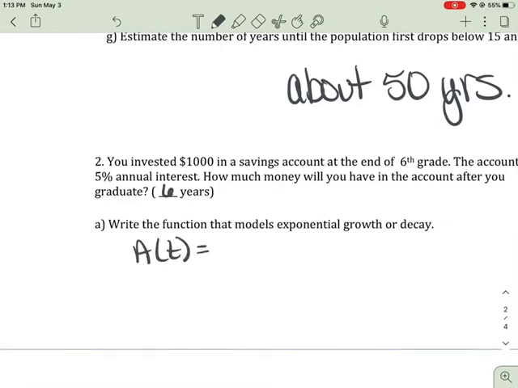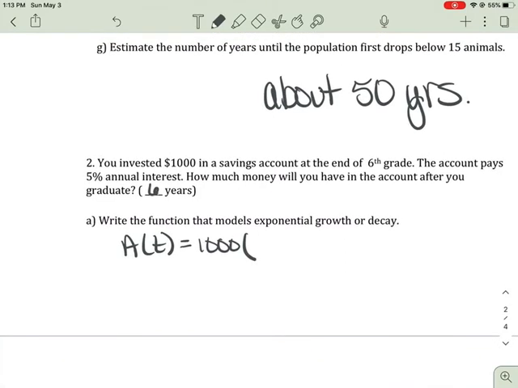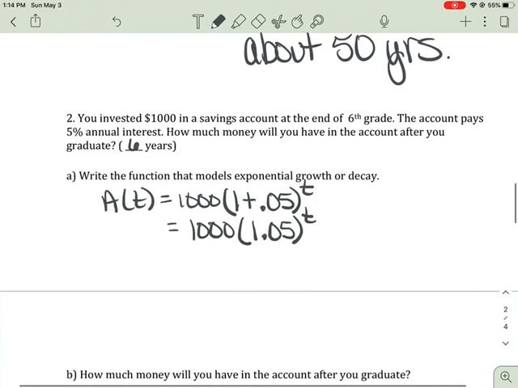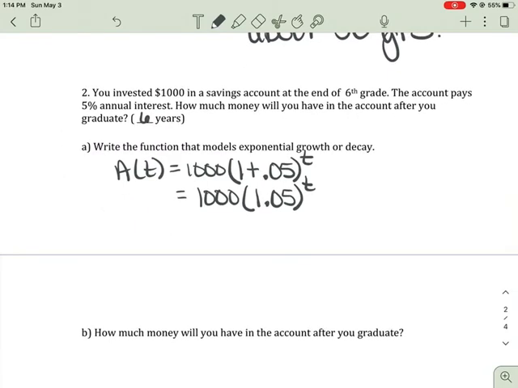All right, so let's write our information. So we're going to go amount after time. It's equal to how much money we started with, which is 1,000. Now, are we increasing or decreasing here? We're going to be increasing. So we have to make this 1 plus 0.05 to the t. So 1,000 times 1.05 to the t, because we're just writing a function.